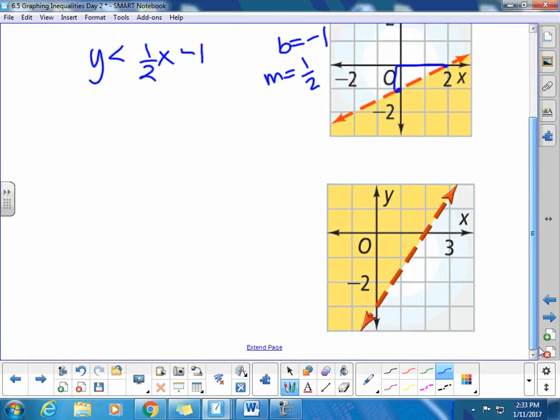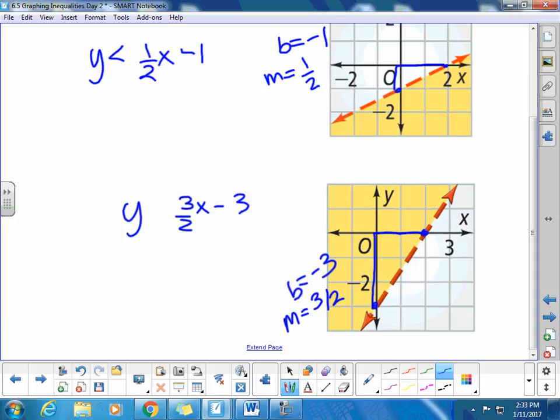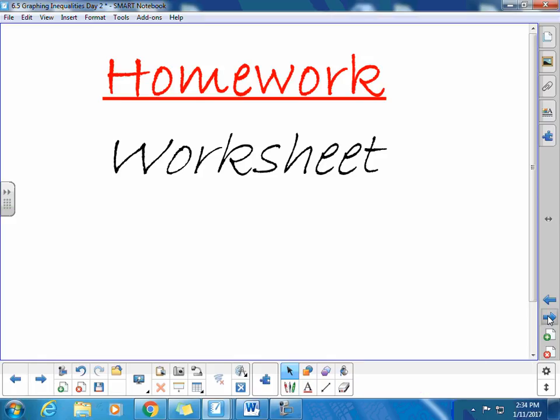And this one, we start down here at negative 3, so b is negative 3. My slope looks like the next place it goes through is right there. So that's a rise of 1, 2, 3, and a run of 2, both in the positive direction. So let's write it: y something 3/2 x minus 3. It's shaded above that line, so it's going to be greater than. And since it's a dotted line, it's not or equal to. So it's just y is greater than 3/2 x minus 3. That's all she wrote.